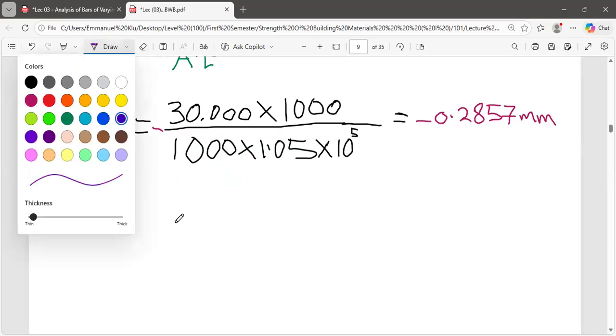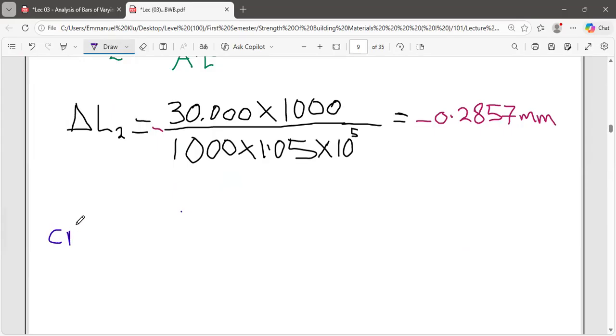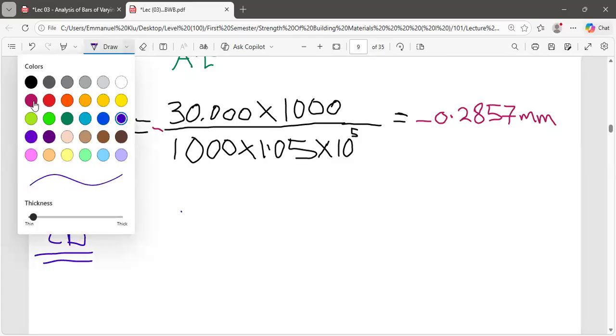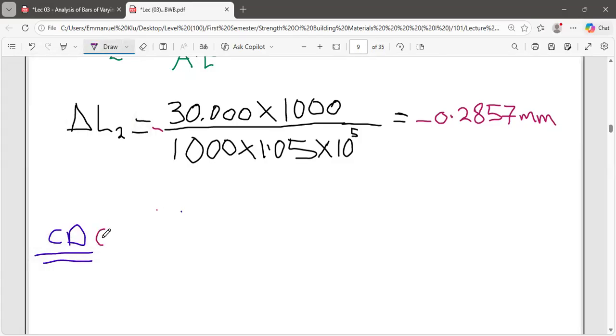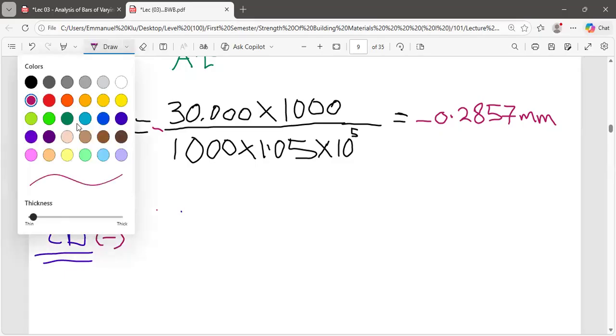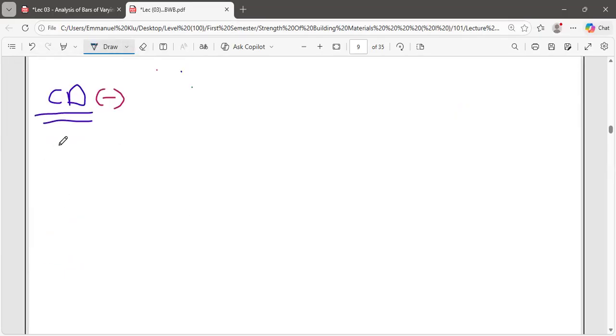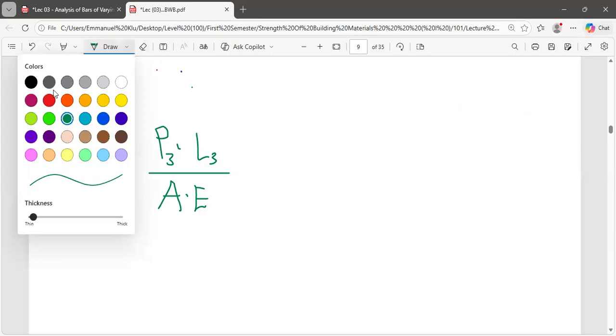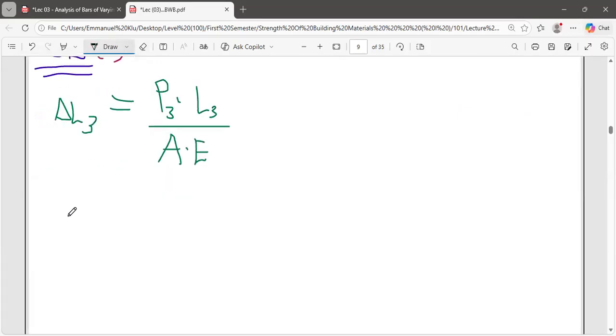Let's look at the CD too and see how best we can move. The CD is also in compression. So you see, our formula still implies our change in length is equal to PL, that is for the third one, over AE. So quickly, let's substitute our parameters into the formula.